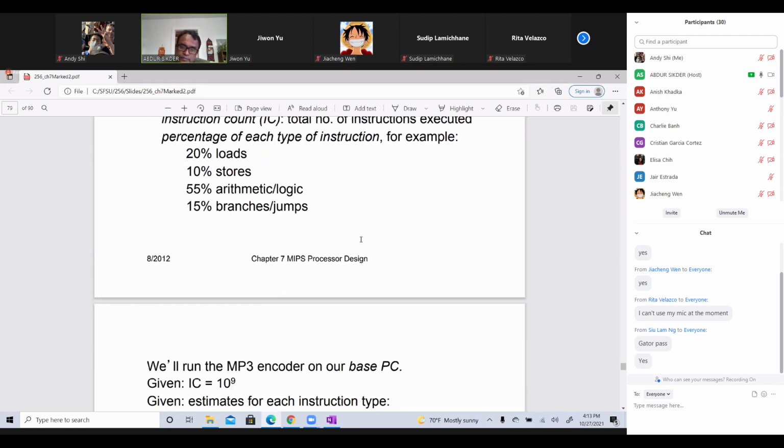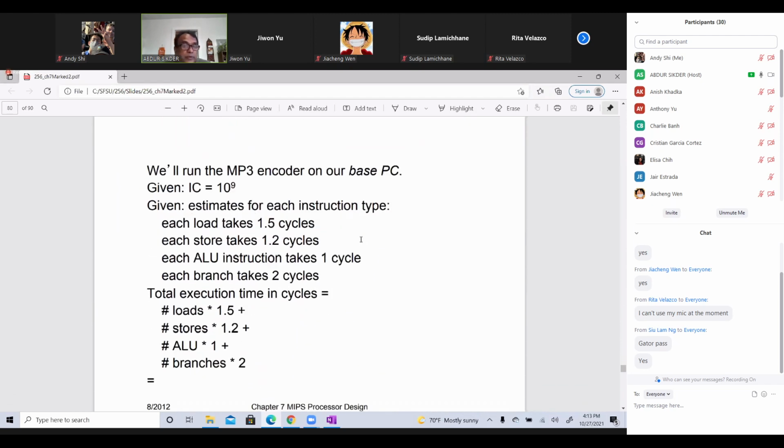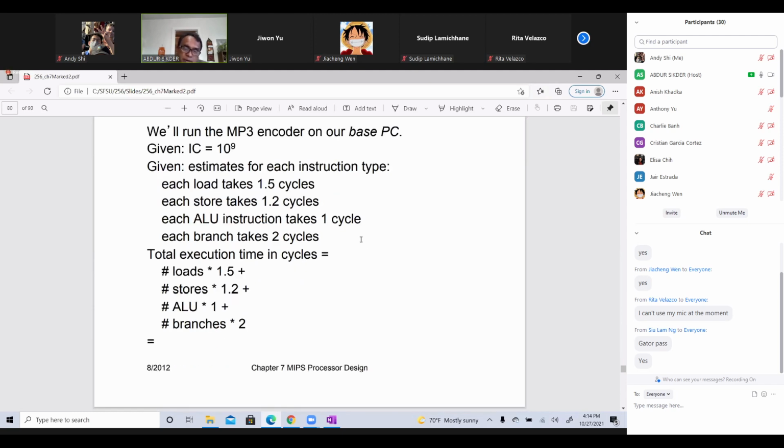Say we run the MP3 encoder on our base PC, given the instruction count is 10 to the power 9 and the cycle count is 10 to the power 9, given estimates for each instruction type. Each load takes 1.5 cycles. Each store takes 1.2 cycles. Each ALU instruction takes 1 cycle. Each branch takes 2 cycles. And total execution time in cycles will be loads times 1.5 plus stores times 1.2 plus ALU times 1 plus branch times 2, whatever it comes to.